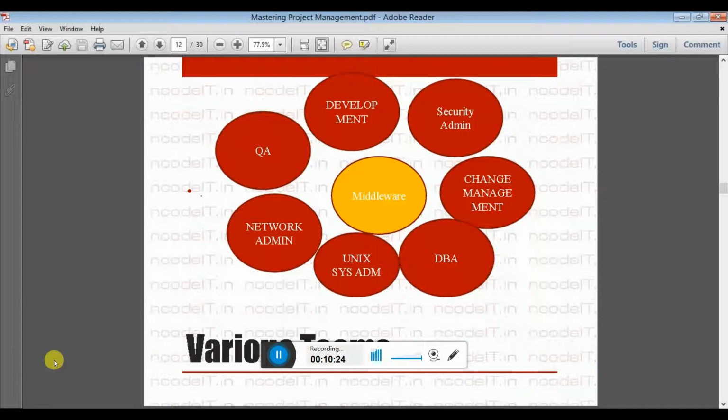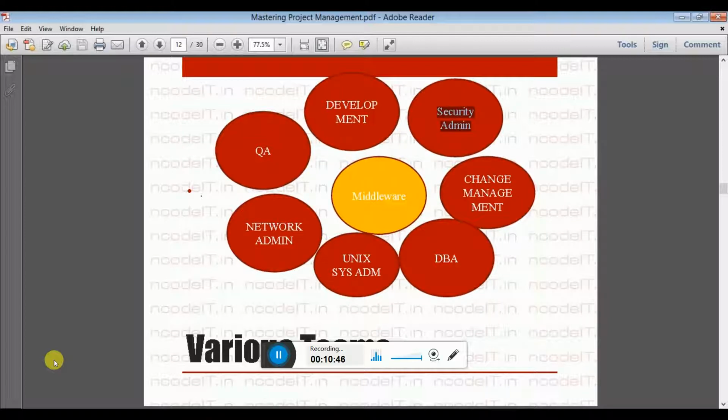These are the various teams you will be coming across. So this is where you are, the middleware team. You will majorly work with the development team for getting the code. Once you deploy it to QA, the testers will come in, the QA team or testing team. Along with that, you will be closely working with DBAs. Then there are Unix system admins, network admins, security admins.